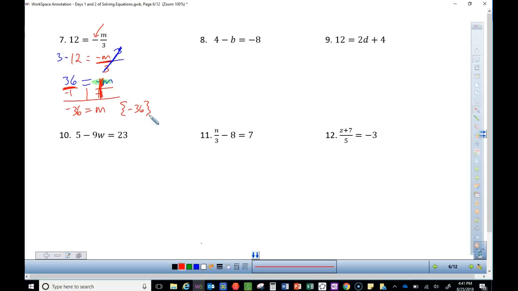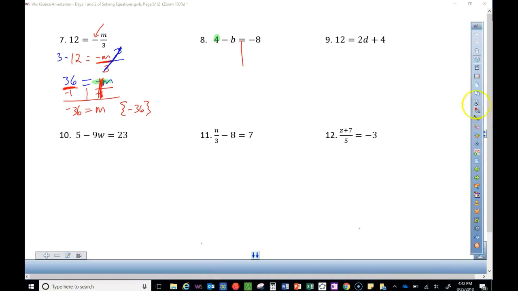Those negatives are usually the trickiest part of math all the way up through your senior year. Okay, so we've got 4 minus b. Well, a lot of people see this minus and they want to add under here, and that's not how it's going to work. Because what we want to get rid of is the 4.